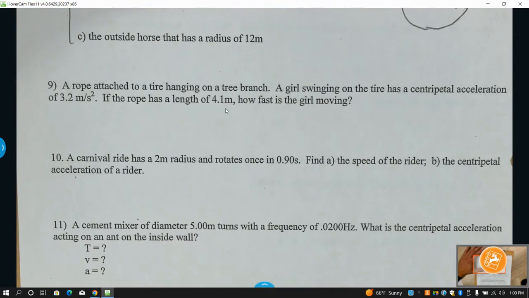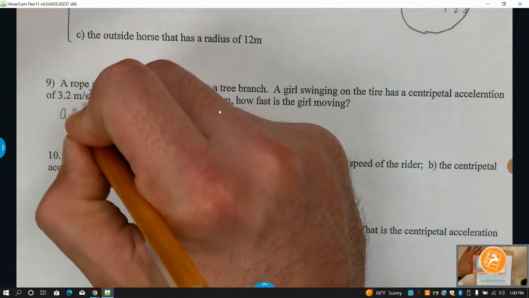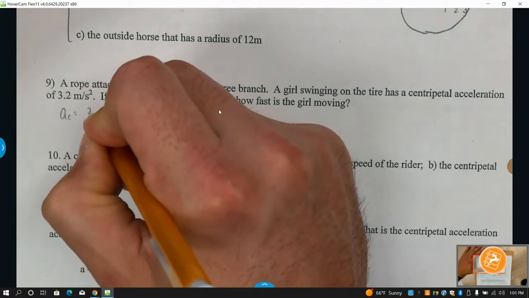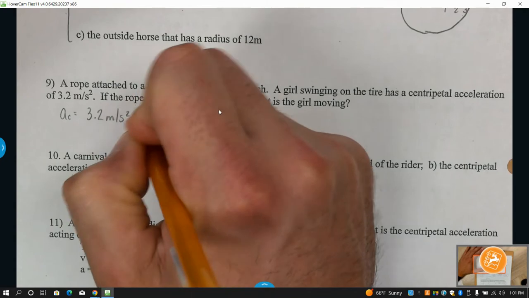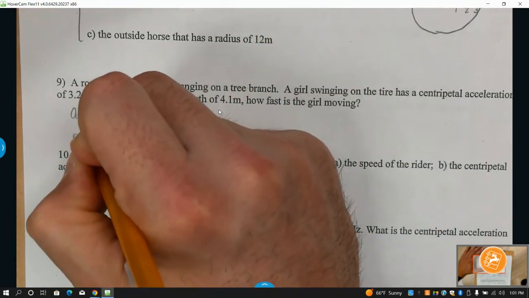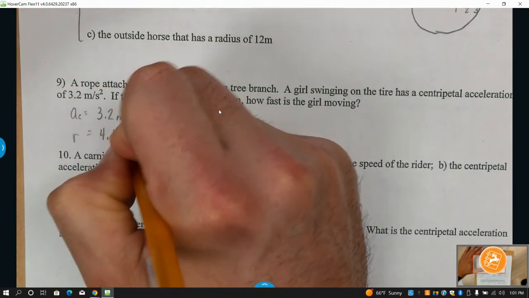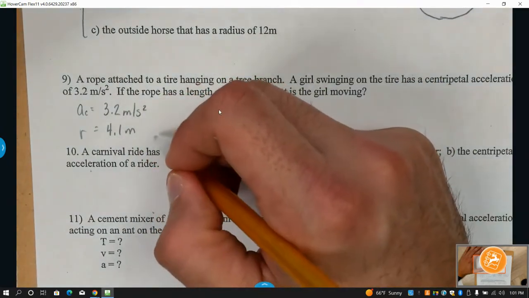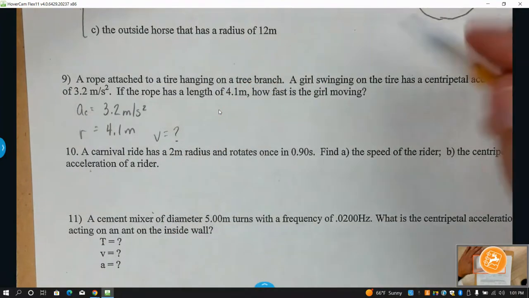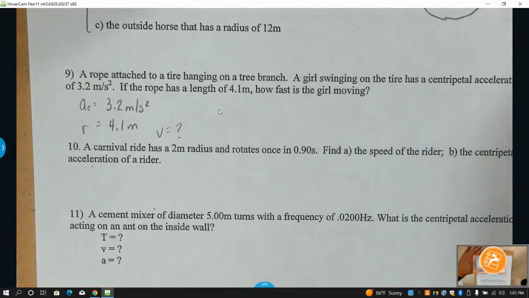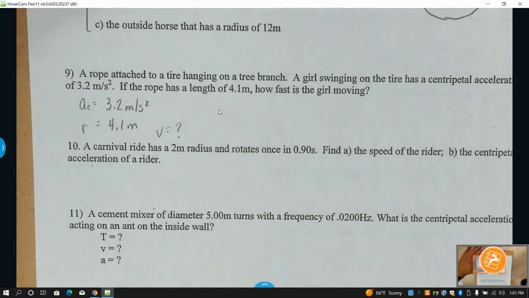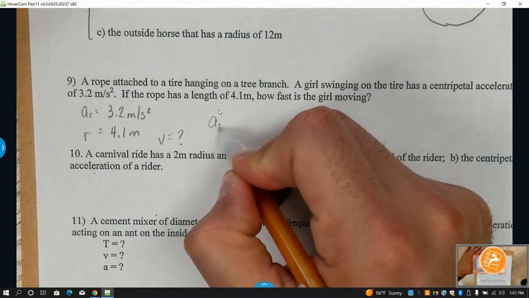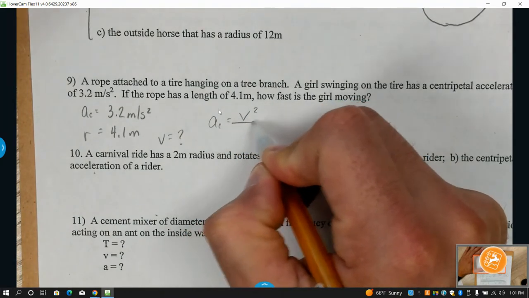Okay, number 9, you're given acceleration and the radius of 4.1 meters. They want you to figure out v. So what equation has v, acceleration, and r in it? It's this equation, v squared over r.